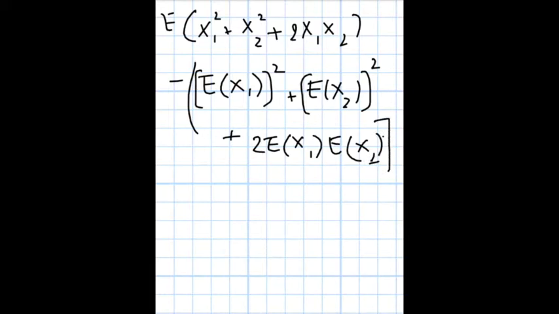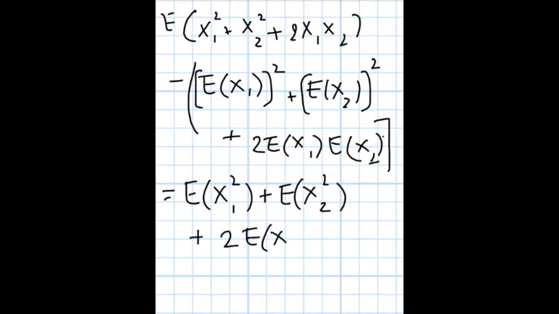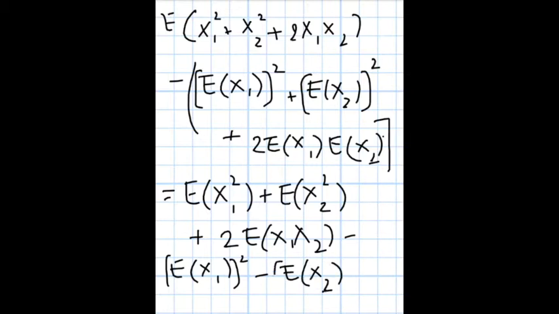Okay. So then we will write it as the first term becomes expected value of x1 squared plus expected value of x2 squared plus 2 times expected value of x1 x2 minus expected value of x1 squared minus expected value of x2 squared minus 2 times expected value of x1 expected value of x2. Okay, so then we will combine this and this term and this and this term and this and this term.